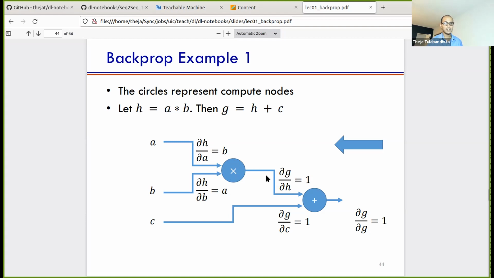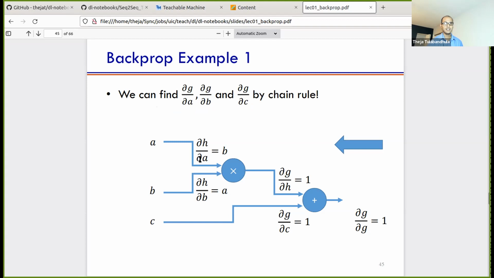Multiply them together. So the gradient of h with respect to a times the gradient of g with respect to h is b times 1, which is equal to 1. Informally, you can cancel the partial derivative of h in the numerator and the partial derivative of h in the denominator, and you get the gradient of g with respect to a. That's the chain rule. So you multiply this with respect to this. We got the gradient of g with respect to a, which is b, and the gradient of g with respect to b, which is equal to a.